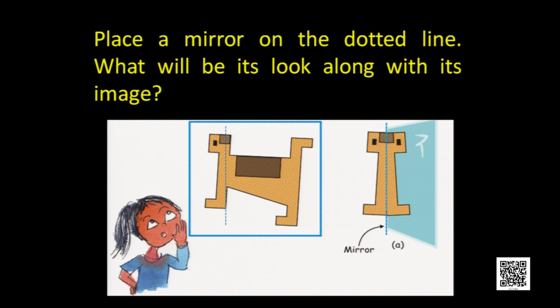Now let us see. I am putting the mirror on the dotted line. So which are the objects? Here the face and leg are the objects. So if I put the mirror here, then its image will be formed. And this part of the body will be left behind the mirror. This will not come. I will only get the image of this part, this face and leg. So here I will get a picture like this. This is the object and this is the image.